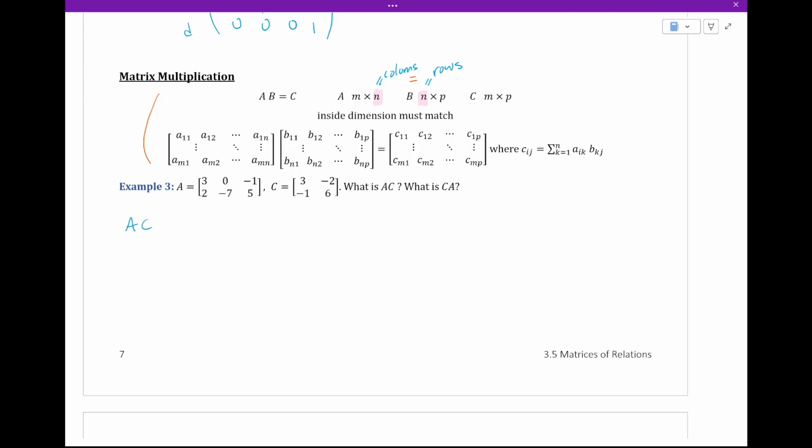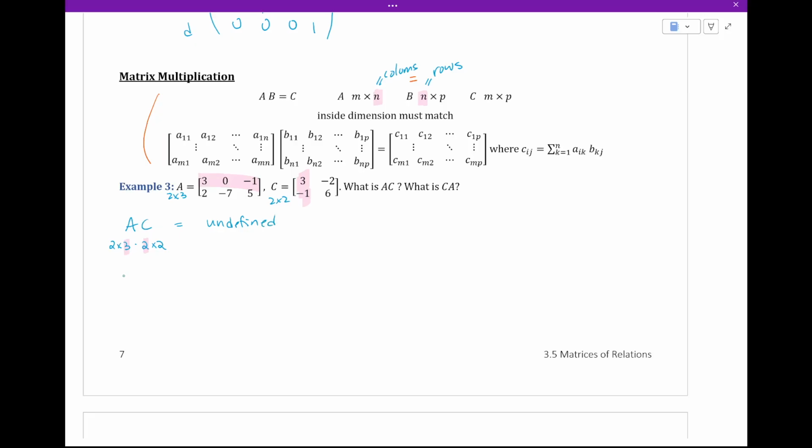If we look at AC, A is a 2 by 3 matrix and C is a 2 by 2 matrix. So I'm looking for a 2 by 3 times a 2 by 2 matrix. And I actually can't do this, because these two numbers have to be the same in order to do this. I can't do that, because what I'm going to do is take this column and put it on top of this row, and it's not long enough. It needs another element down here. So this one is not going to work. Since we can't do this, it's called undefined.